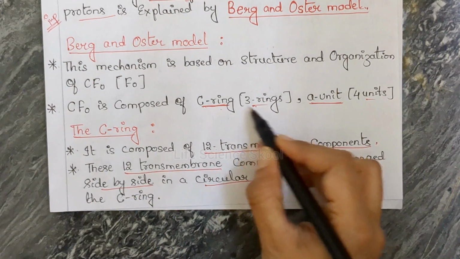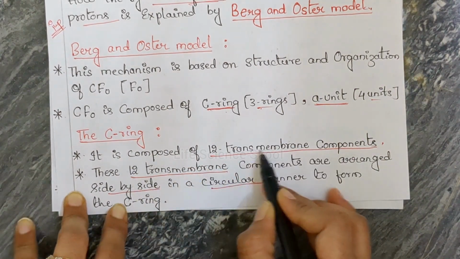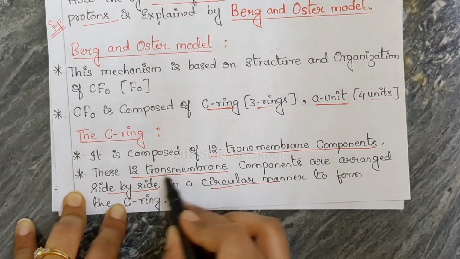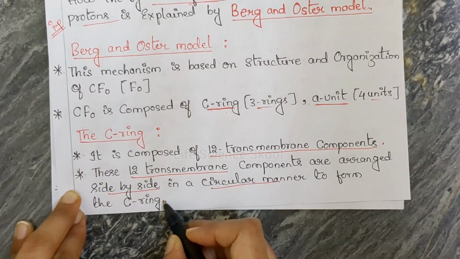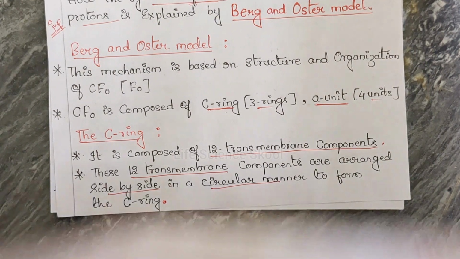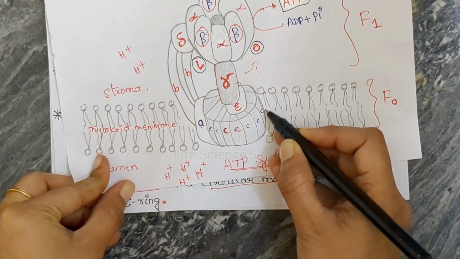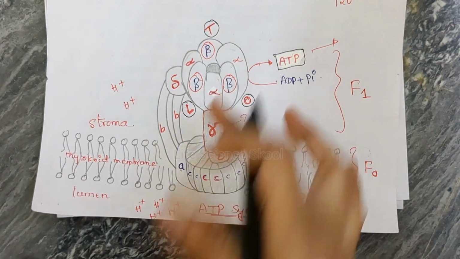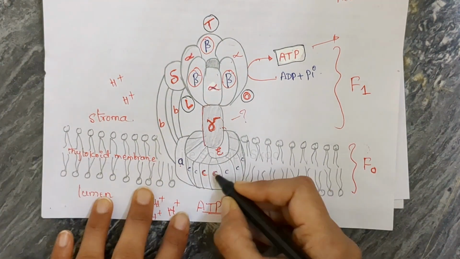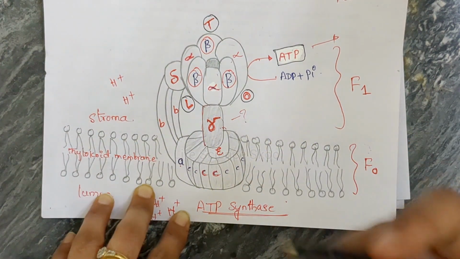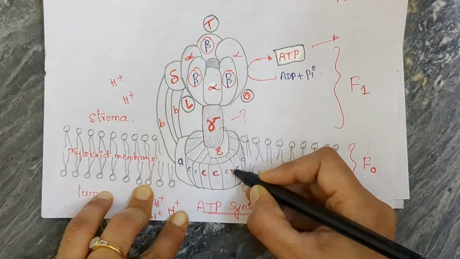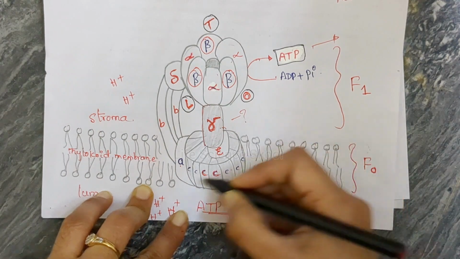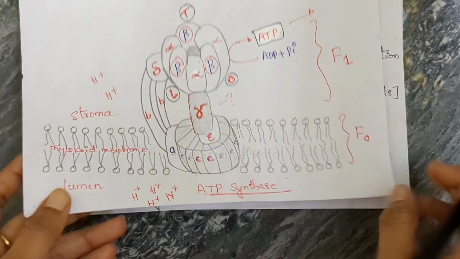First we will learn the C ring. It is composed of 12 transmembrane components. These 12 transmembrane components are arranged side by side in a circular manner to form the C ring. I mentioned this point while explaining the structure: the C ring has 9 to 12 transmembrane components. They are arranged side by side, one after the other, so that gives a circular appearance. That's why these are called C rings.